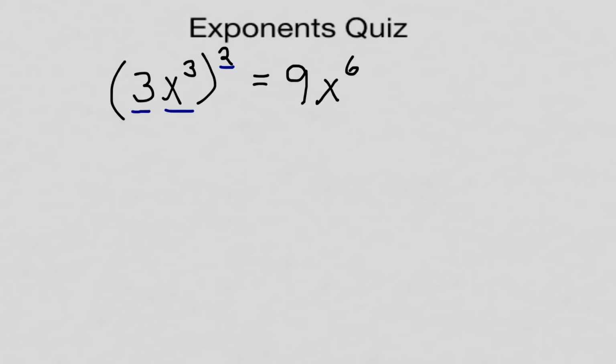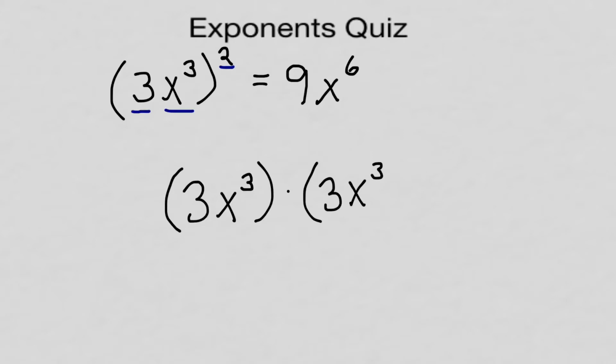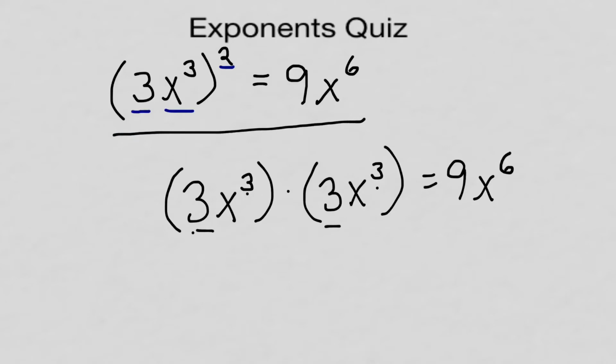So I want you to think of this problem like this. 3x cubed squared means 3x cubed times 3x cubed. That's what a square is, anything times itself. Now I use the principles that we've used before. 3 times 3 is 9. Then I've got x cubed times x cubed. In this case, we add the exponents, we get x to the sixth. So that's just two different ways to look at it. For the test, use the first method, but I just want you to understand what's going on behind it by looking at this second way.